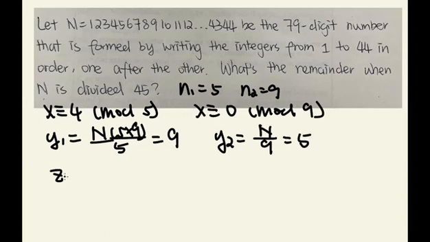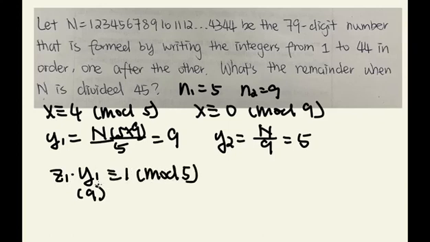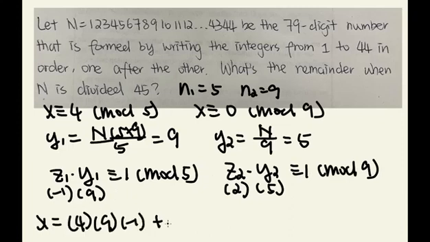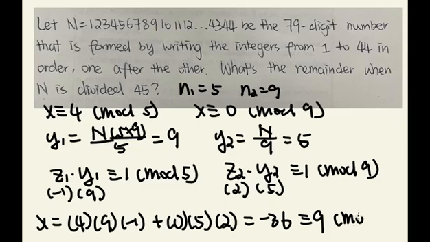Then we try to find z1 and z2. z1 times y1, which is 9, equals 1 mod 5. So z1 is negative 1. Similarly, z2 times y2, which is 5, equals 1 mod 9. So z2 equals 2. Now we can get our x. Sum of a1 times y1 times z1 and a2 times y2 times z2 mod capital N. It equals 4 times 9 times negative 1 plus 0 times 5 times 2 mod 45, which equals negative 36 mod 45, which is congruent to 9 mod 45. So yep, we got it. The remainder when n is divided by 45 is 9.